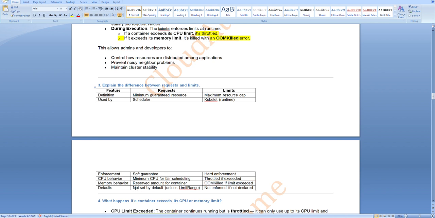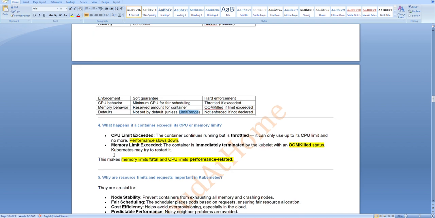Default, what is the default? Not set by default unless a LimitRange is set. So if you are not setting it up, there is nothing called a default. It is not enforced if not declared. So basically, unless you declare the resource limit, it is not going to work.